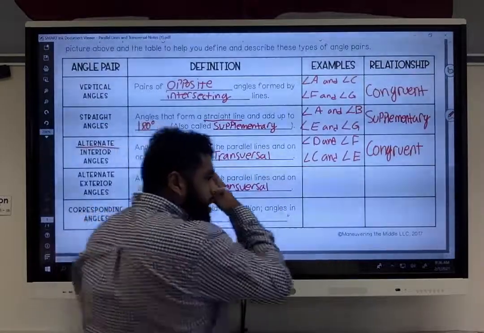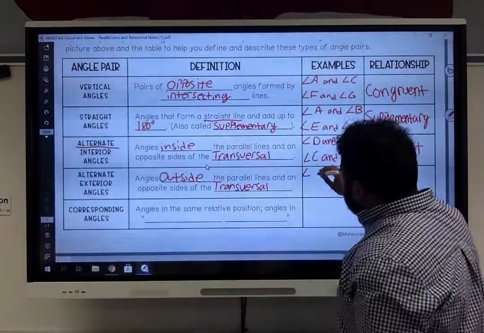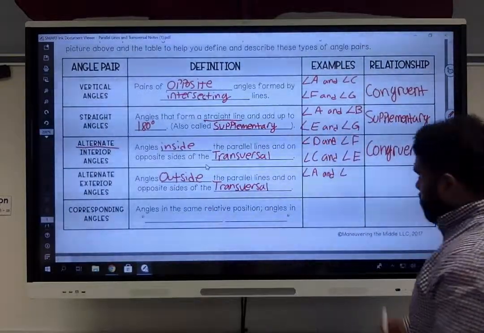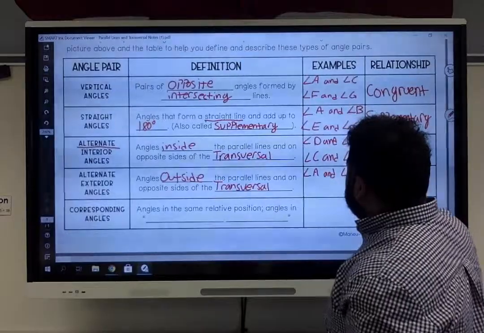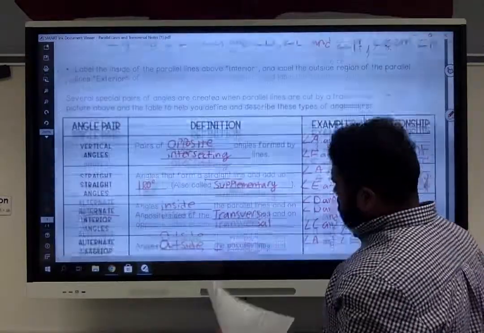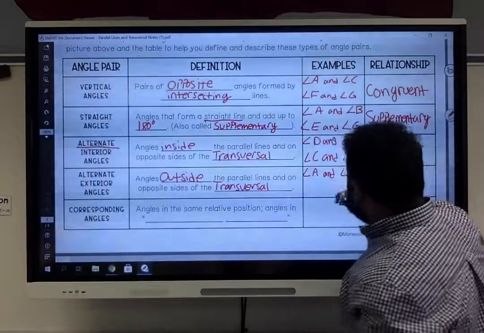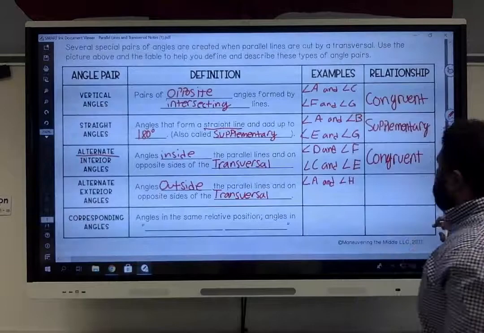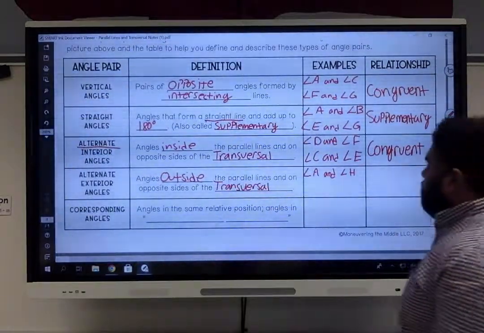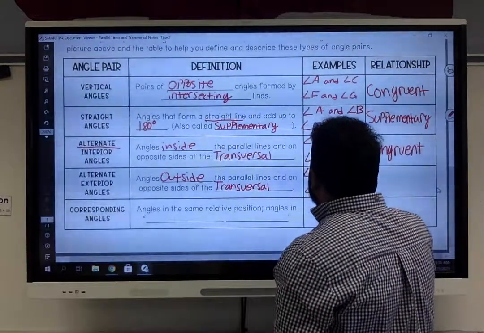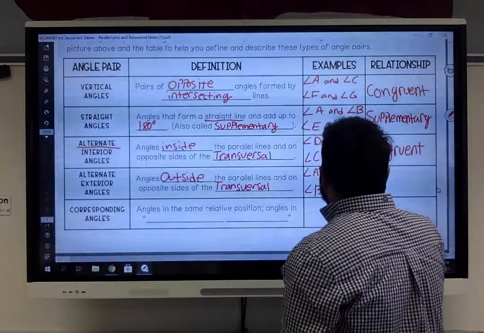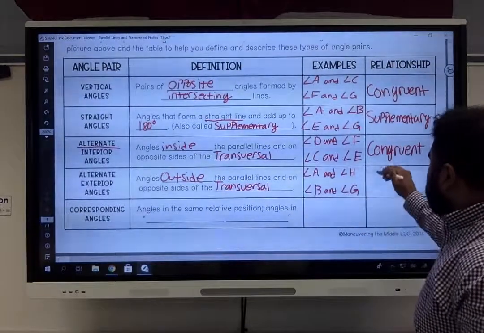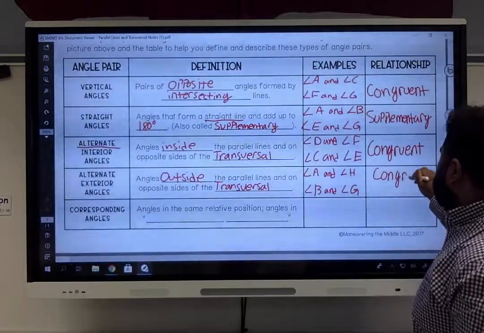Okay? So that was angle A and angle, let's see, angle A and angle H, I apologize. So angle A and angle H. Okay? And then angle B and angle G. Okay? And again, those two angles will be congruent.